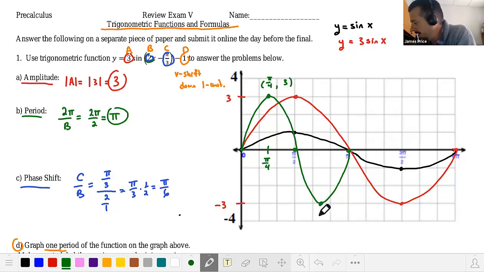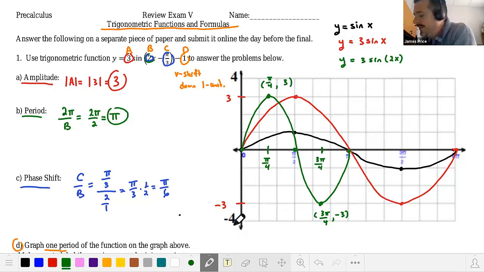And this one down here is halfway between pi over 2 and pi. So that would be 3 pi over 4. It's like 1 pi over 4, 2 pi over 4, 3 pi over 4, 4 pi over 4 is pi. And so 3 pi over 4, and then comma, that's negative 3. So there's the max and min. And so now what that one looks like is y equals 3 sine of 2x.